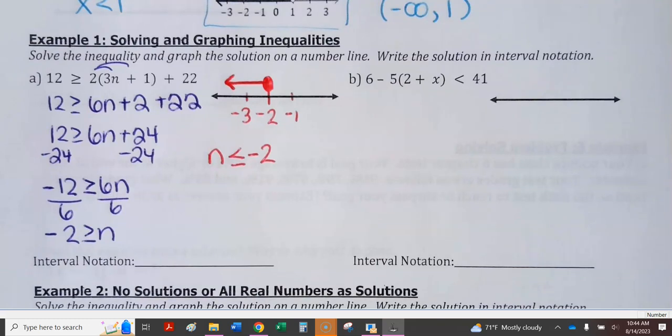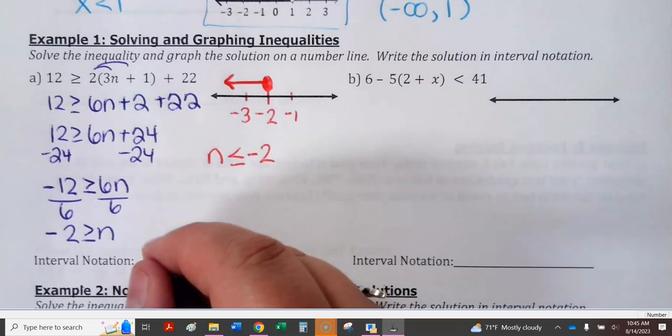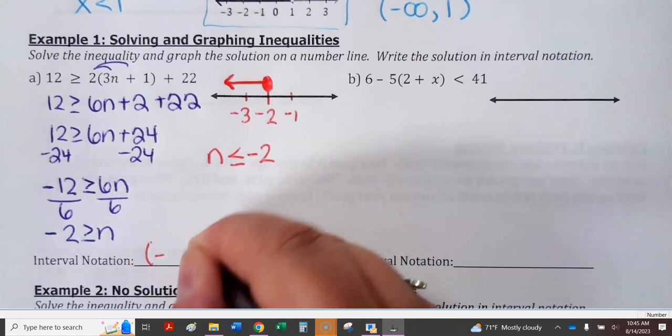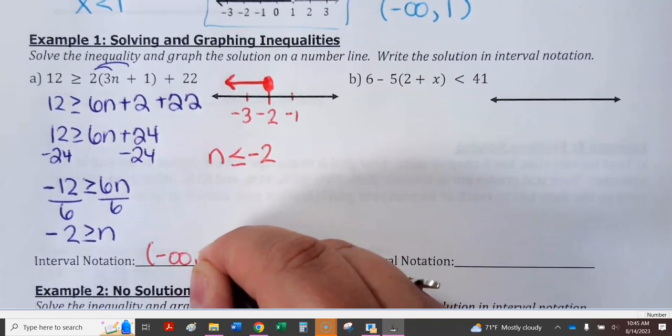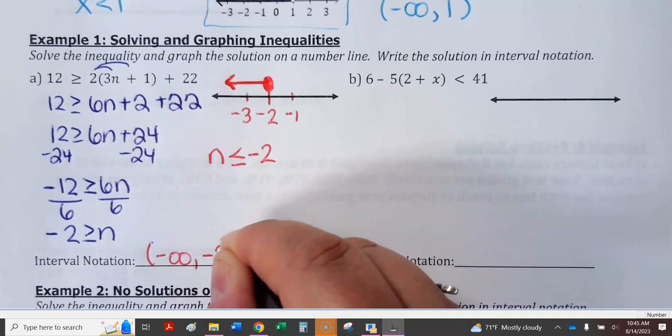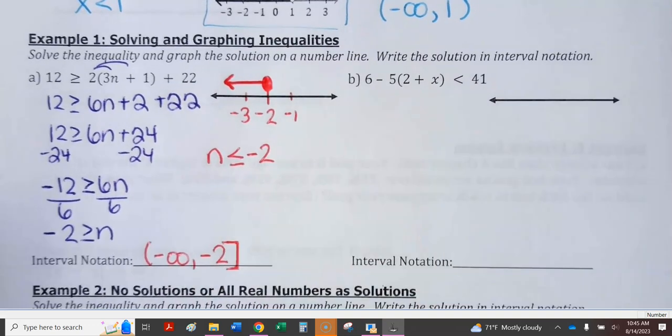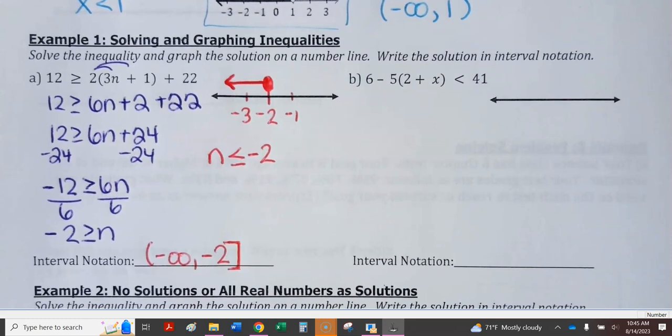What would you guys write for your interval notation for that one? Anybody feeling comfortable with it? So any number smaller than negative 2. Parentheses, negative infinity, and then negative 2. Perfect. Is anybody having a question about the interval notation? We use that a ton as we go through the year, so we're just kind of introducing it here a little bit.